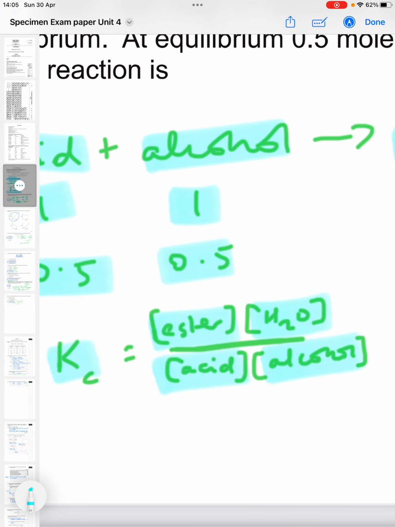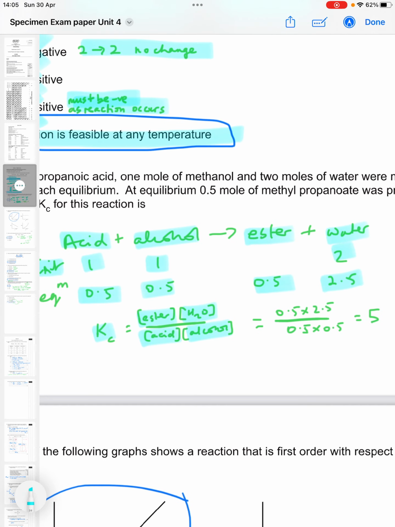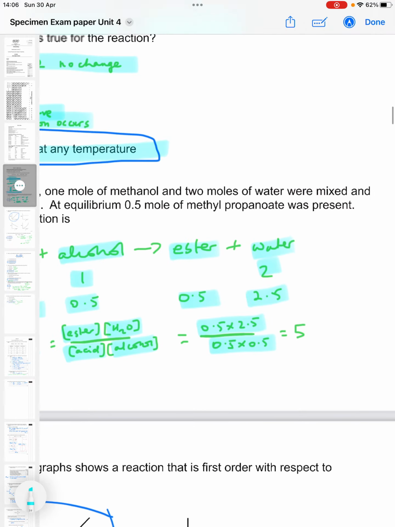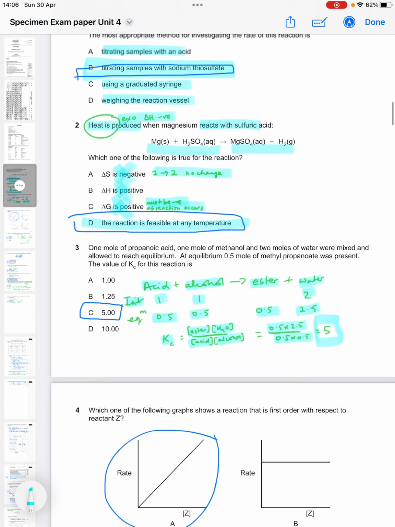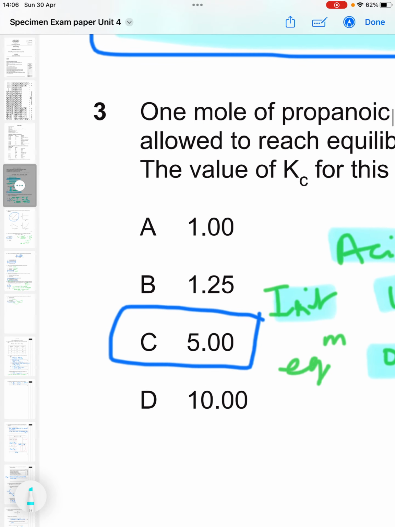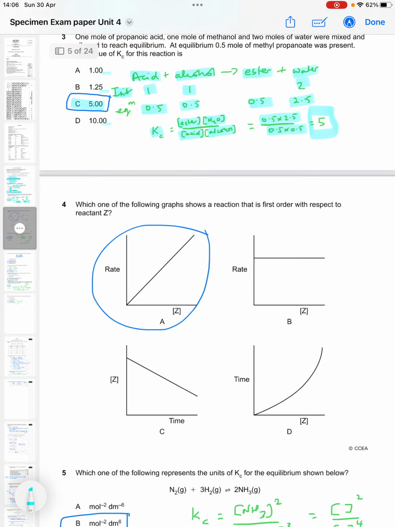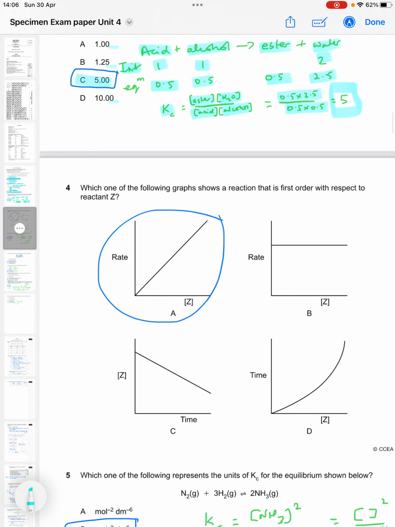We look at the expression for Kc, it's the concentration of the ester times the water divided by the acid times the alcohol. So it's products over reactants, and then we sub in the values there, 0.5 times 2.5 for the ester and the water, and 0.5 times 0.5 for the other two, and that gives us an answer of 5. And we look at the values here. A was 1, B was 1.25, C is 5, and D is 10. So your answer for 3 is C.